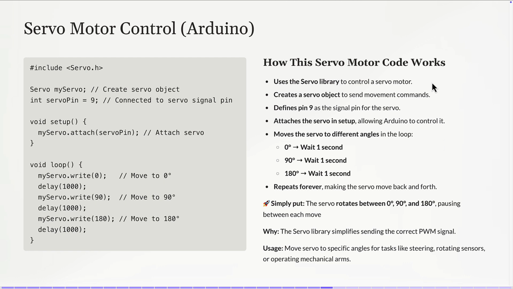The control is very simple. If I want to move the servo motor to the angle 0, you just need to send the value 0. If you want to move to the angle 90, you just use myservo.write(90). And you can move to the angle 180 in the same way. So it's pretty simple.